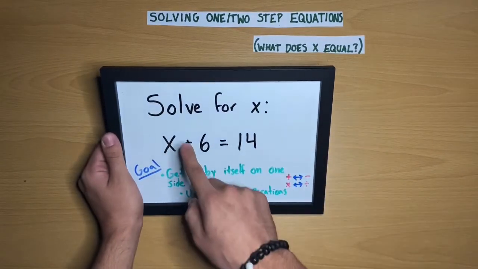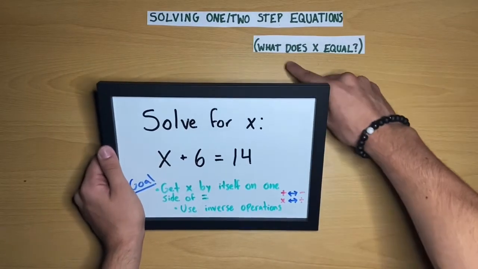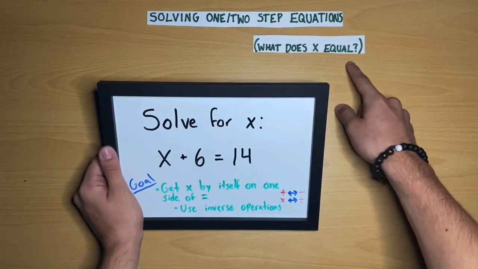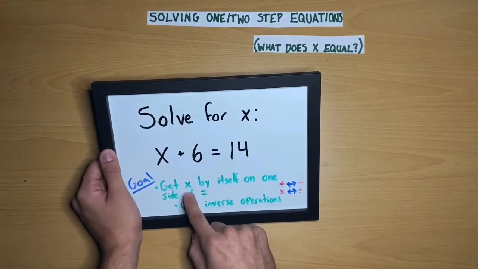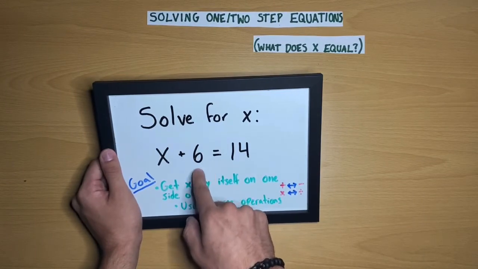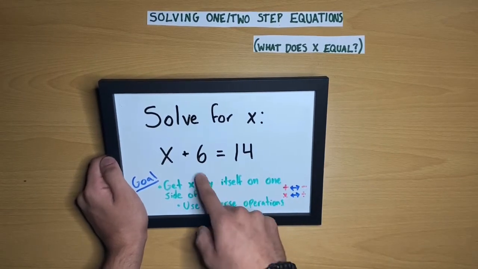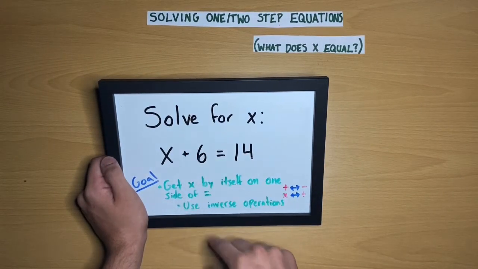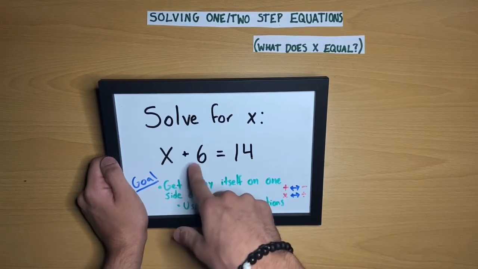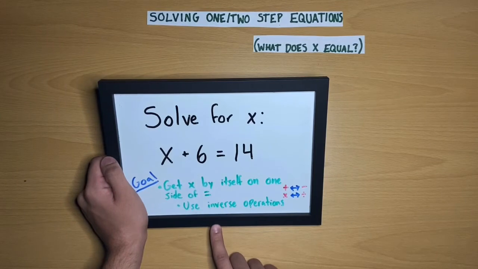So let's look at the first problem. We have to solve for x. And again, solve for x just means what does x equal? This means we need to get x by itself on one side of the equal sign, where it's x equals something. So in this case, we see that there's a 6, and we need to somehow get rid of this positive 6 so that it's only x that's left over.